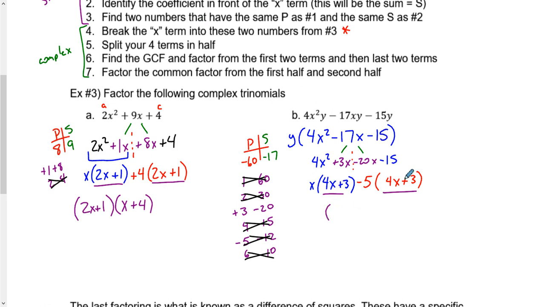We can factor 4x add 3 out of each of those terms. If we factor the 4x add 3 out of the first one, we're left with an x. Factoring the 4x add 3 out of the next one, we'd be left with a negative 5. And there is our complex trinomial factored, except can't forget about our y. And there we go. We're good to go now.